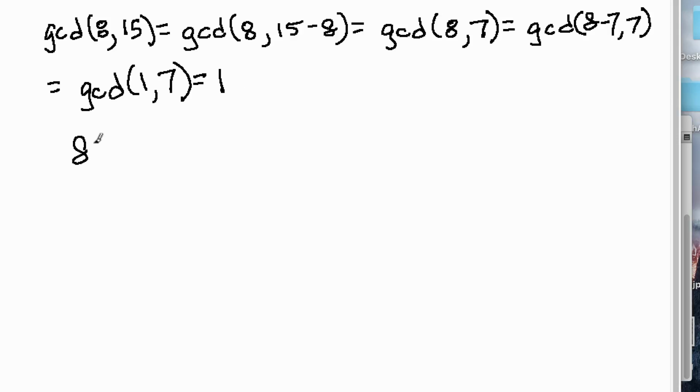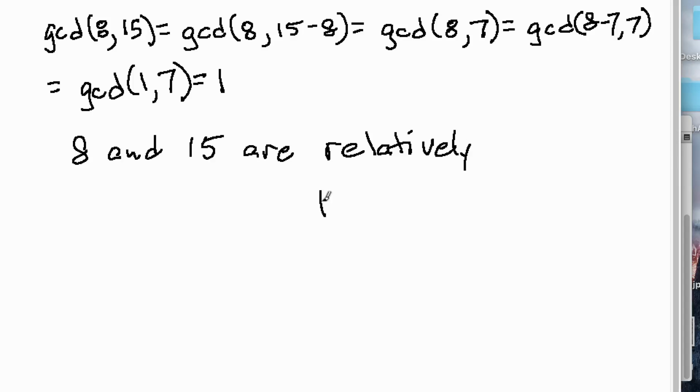Okay? And our conclusion here would be that 8 and 15 are relatively prime. Which I don't think is a surprise to anybody. Okay, good. So this is what's called the Euclidean algorithm.